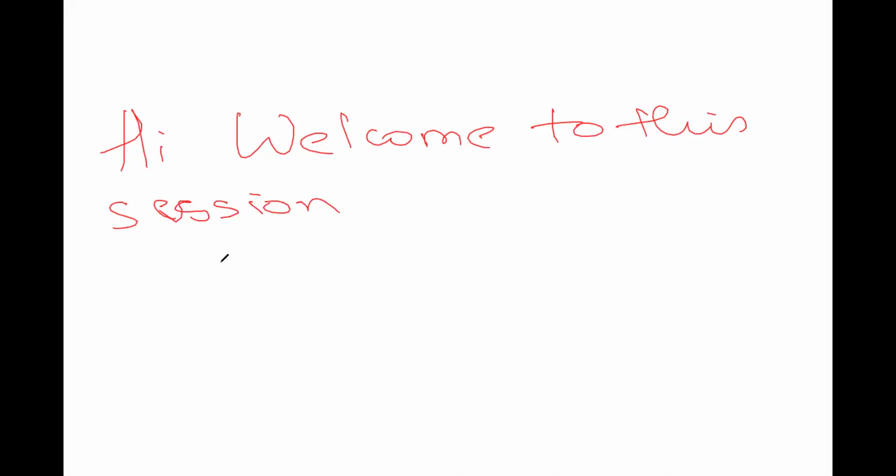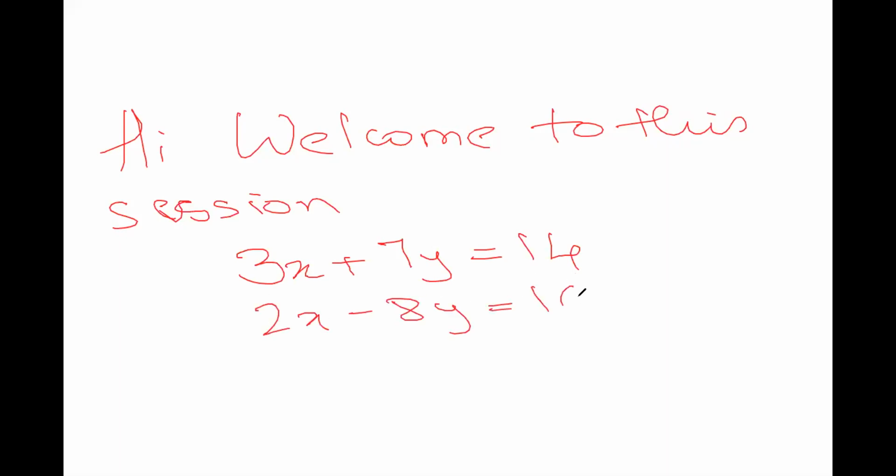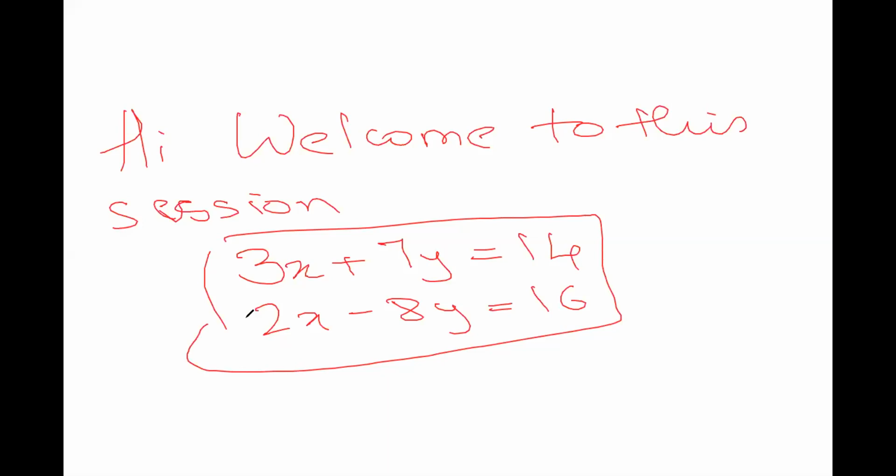So what I would say is, let's say we were teaching a topic like simultaneous equations, you can always write 3x plus 7y is equal to 14. I'm just taking random numbers. And 2x minus 8y is equal to 16. So something like this, you can have your 2 equations, and very comfortably you have written these 2 equations down.